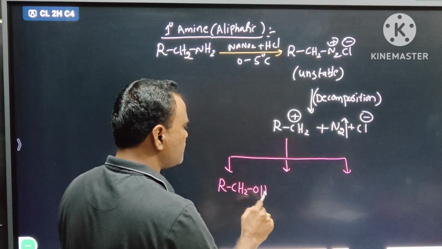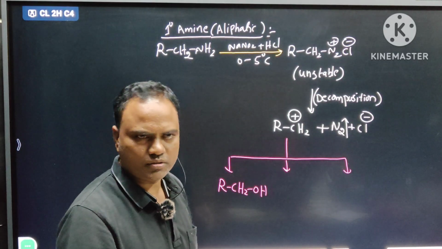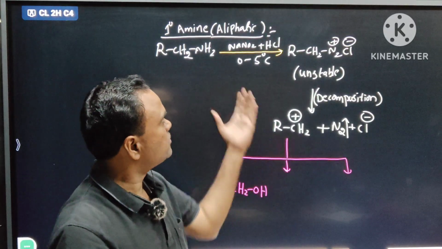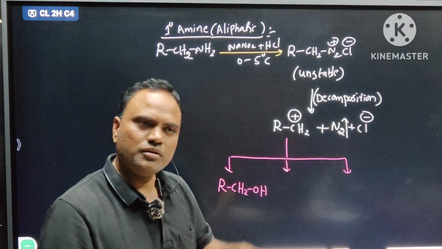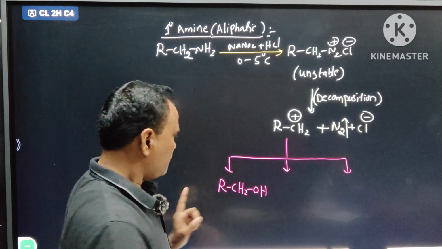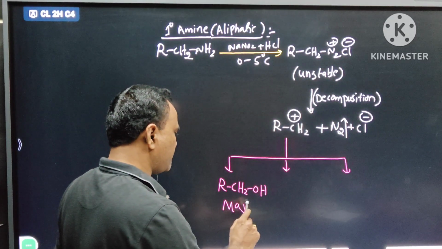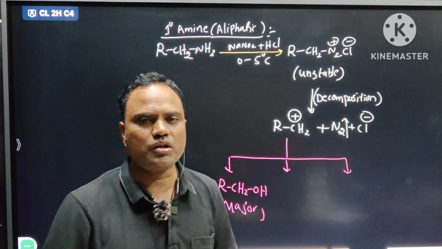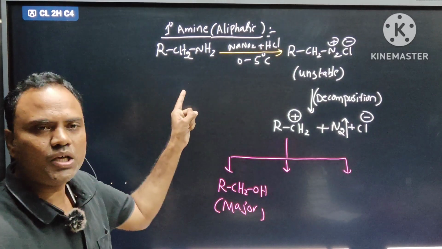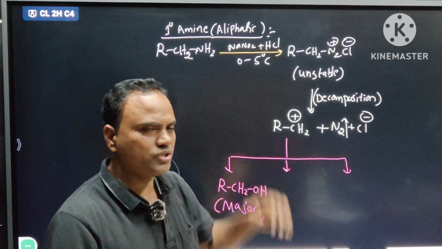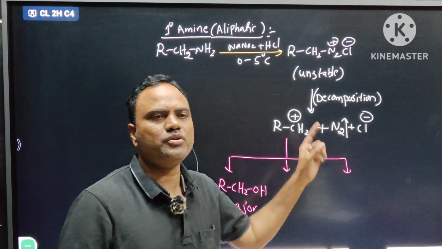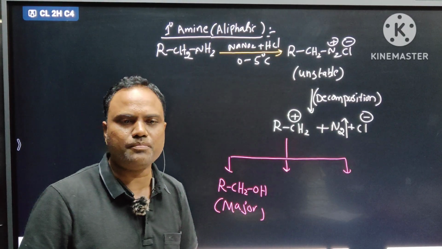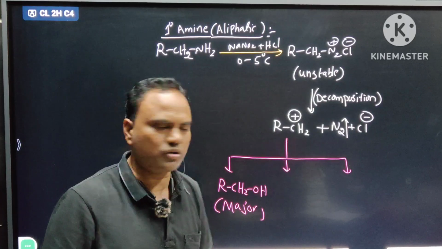RCH2OH. How will OH attach? I'll explain. What is the source of OH? Where is it coming from? The OH is not there in the reaction mixture, but it is there. I'll explain. Major product, very important point. The major product is alcohol. When primary aliphatic amines are treated with nitrous acid, they produce colorless gas nitrogen, as well as alcohol as the major product.